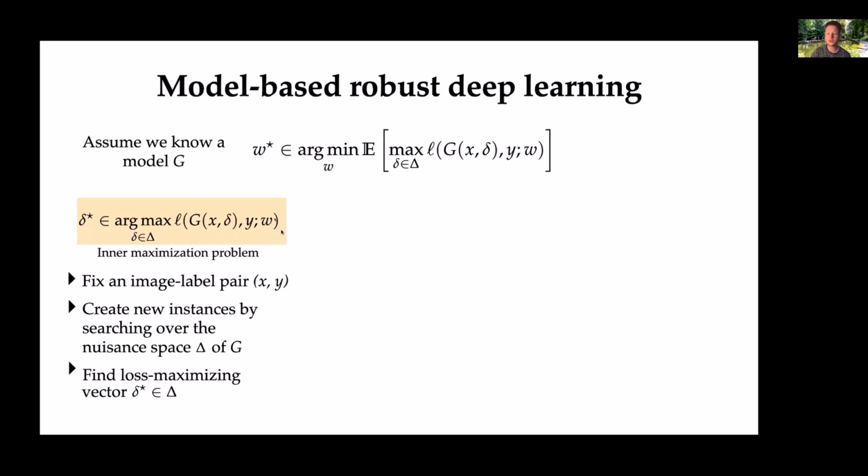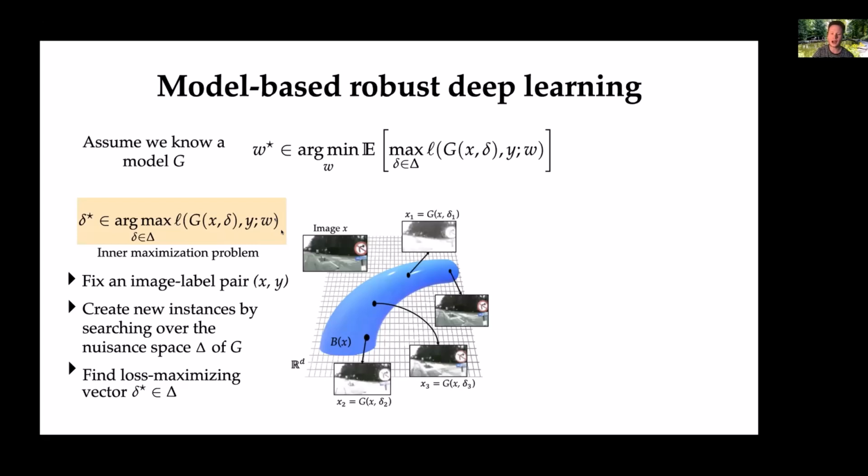So in other words, the vector delta that causes my model to get high loss. And what this corresponds to geometrically is I have my learned image manifold from the previous slide. And I'm just going to look at delta 1, and then delta 2, and then delta 3. And then I'm going to find the corresponding image that gives high loss when I push it through my model. So that's the idea with the inner problem.